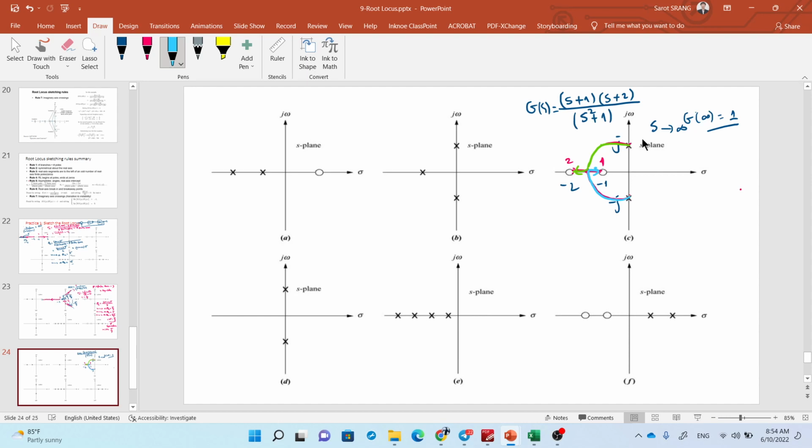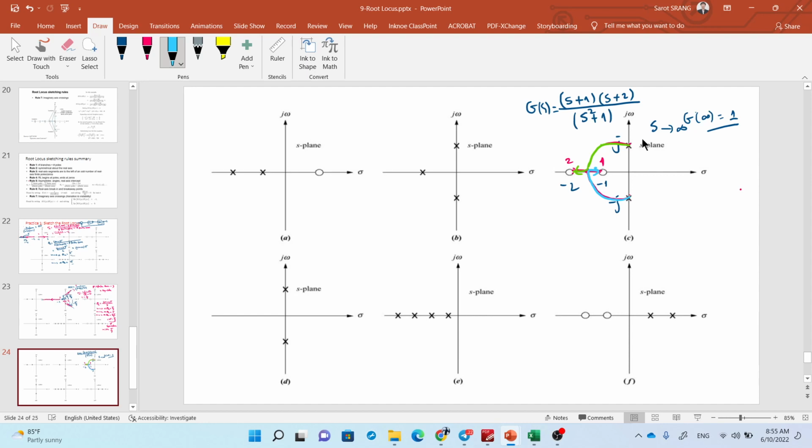Is there any relaxation segment? No. There's no odd number of pole zero here, right? No relaxation segment. How many infinite zero? Infinite zero. How many? Infinite. Yes, two. Two infinite zeros. So it means there are how many asymptotes? Two asymptotes. Yes. And don't forget, symmetric about real axis segment.